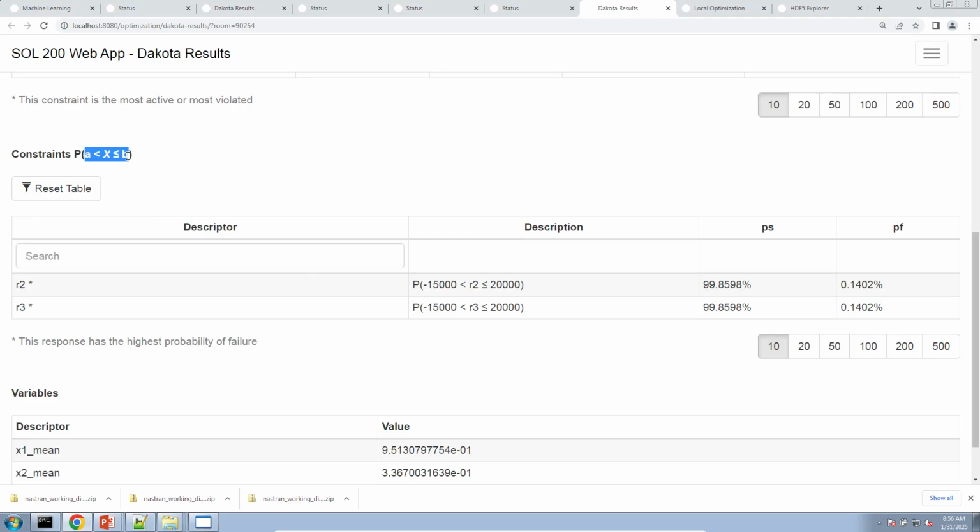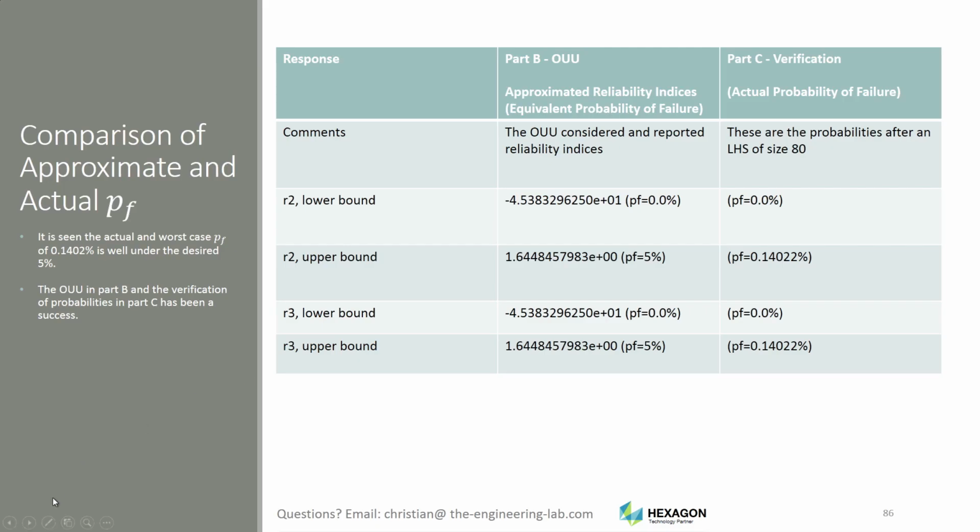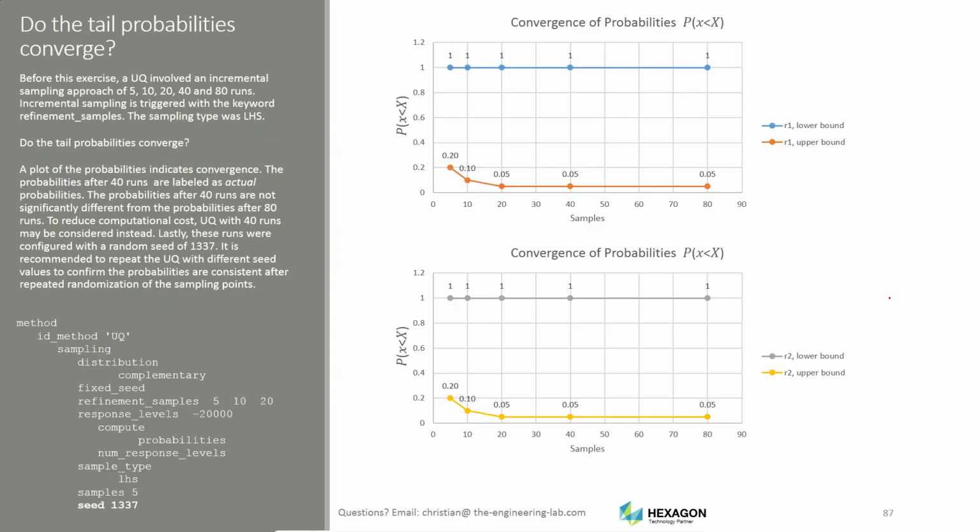So here, we are now looking at the probability that we are within negative 15,000 and 20,000. You see that our final probability of survival is 99.86%, but more importantly, our probability of failure is 0.14%. So good, we're matching what we expected here. Our verification has confirmed that our actual probability of failure is less than the desired 5% probability of failure. So part C has been a success.